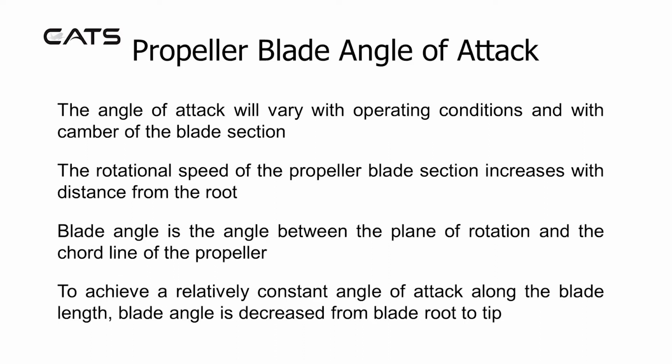Propeller blade angle of attack. The angle of attack will vary with operating conditions and with camber of the blade section. The rotational speed of the propeller blade section increases with distance from the root. Blade angle is the angle between the plane of rotation and the chord line of the propeller. To achieve a relatively constant angle of attack along the blade length, blade angle is decreased from blade root to tip.